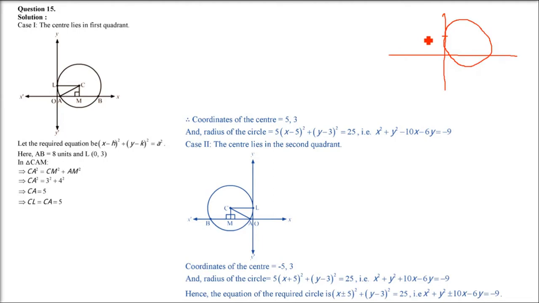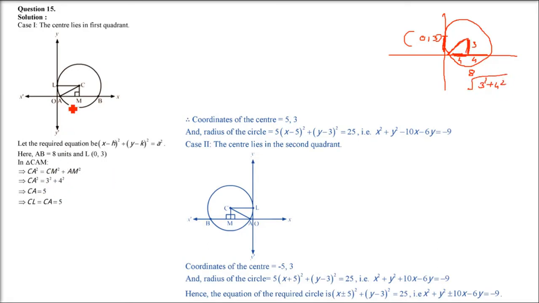The circle is touching at L, and this is 0, 3, and this intercept length is 8. So what will we do? We will take the center and drop a perpendicular, and whenever we drop a perpendicular, it will divide the chord into two equal parts, that is 4 and 4. This perpendicular distance is the y-coordinate of the center, which is 3, already given.